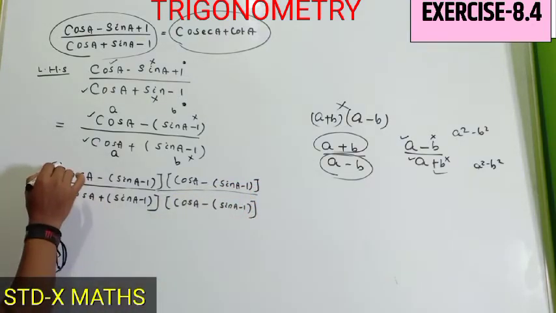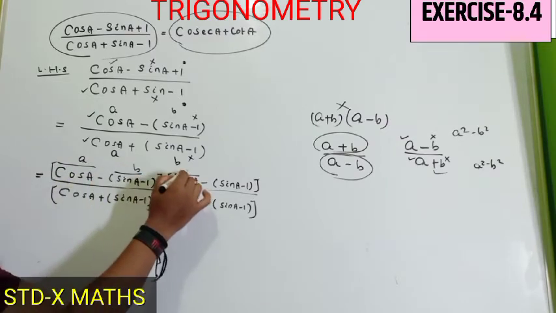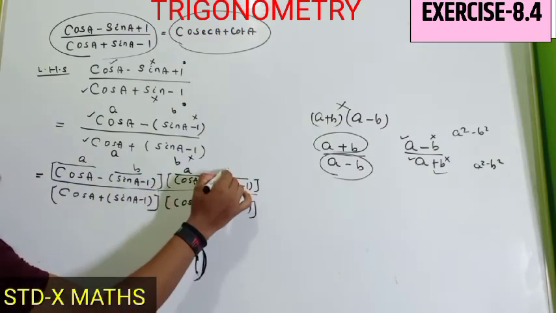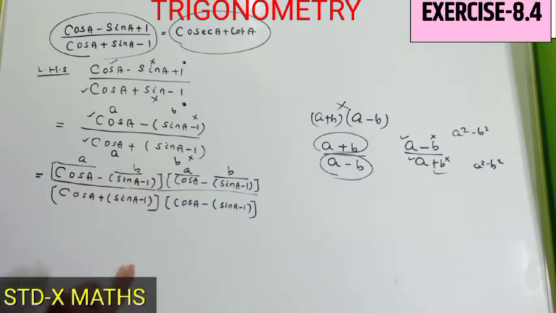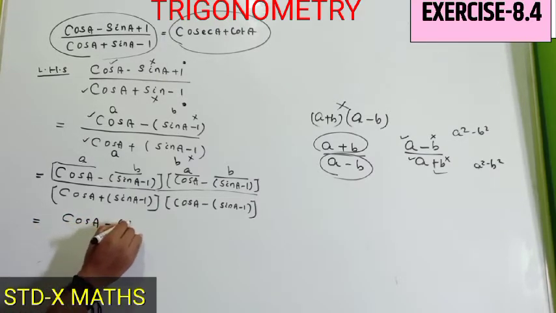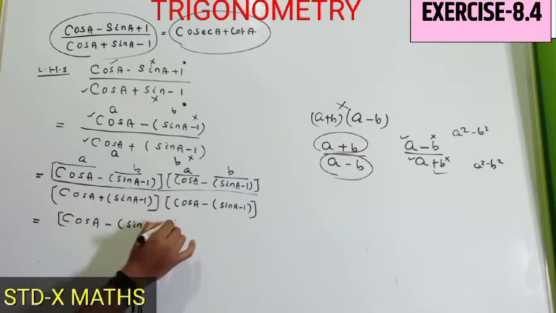See, the upper one is a minus b, and the other a, here the other b. The upper one is a minus b whole into a minus b, which becomes a minus b whole square. So for the upper one I am writing cos a minus sin a minus 1, its whole square.